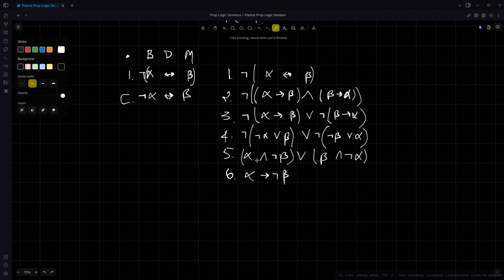But what I want to ask is, when alpha is true and when not beta is true, what will be the truth value of this? It'll be true, right? So from this you can just get this directly.